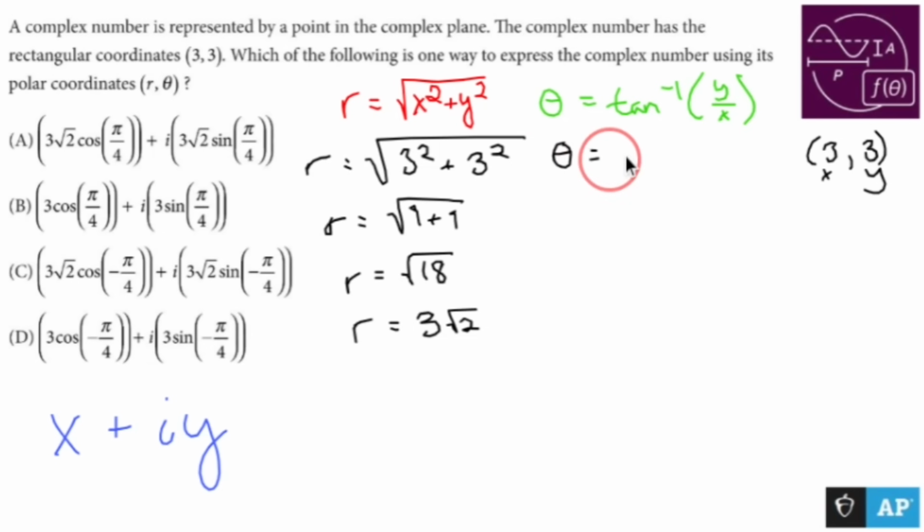Theta is going to be the inverse tangent of y over x, which means the inverse tangent of 3 over 3, which means the inverse tangent of 1. Now, the inverse tangent of 1 is going to be pi over 4.